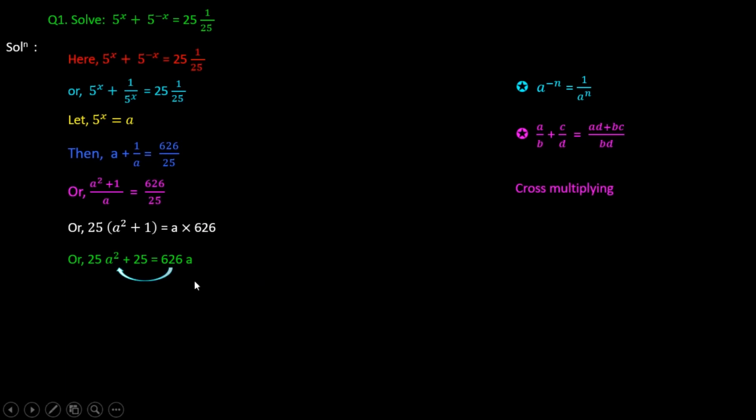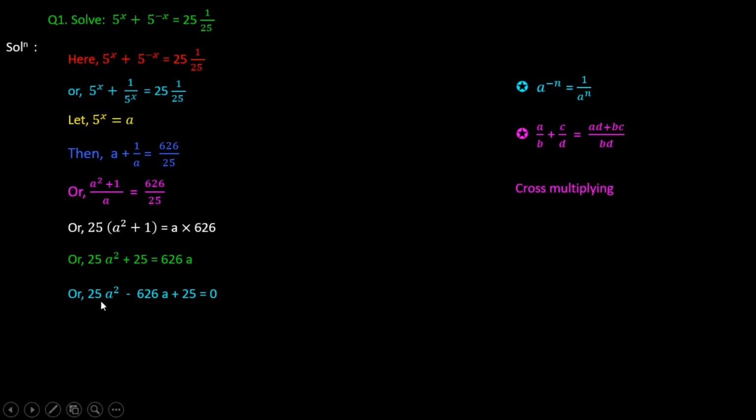Then I will take this 626a on the left side, and it looks like a quadratic equation. On the right side its sign is positive, while we take it to the left side, its sign becomes negative, and plus 25 stays plus 25. No sign is changed for 25. Now you can see that this is in quadratic form, a quadratic equation.